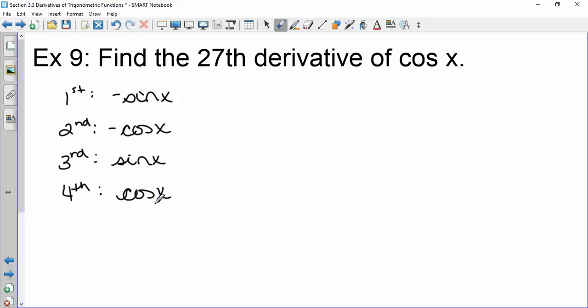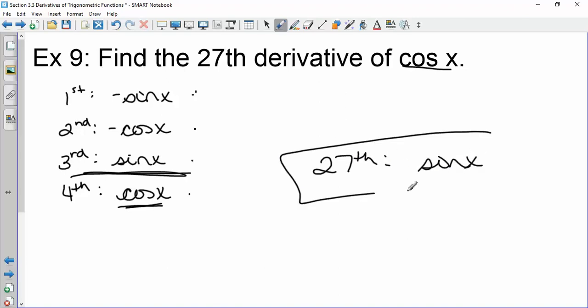Do you notice anything? We're back to the beginning, right? So this would be the 5th, the 6th, the 7th, the 8th, the 9th, 10th, 11th, 12th. So there is a pattern here. So which one would we be on when we get to 27? Since we have that pattern, we don't have to keep calculating it over and over again.